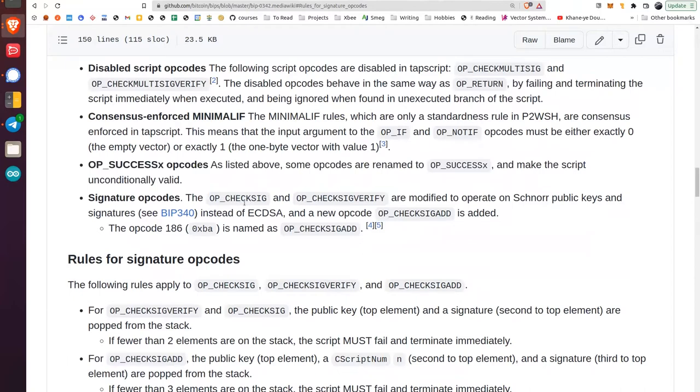And then signature opcodes are modified. So these existing opcodes: they disabled OP_CHECKMULTISIG and OP_CHECKMULTISIGVERIFY, which is basically the same thing. And then they modified the behavior of CHECKSIG and CHECKSIGVERIFY so that it now uses Schnorr, which we already saw is in 340, instead of the ECDSA thing. And they added a new opcode named CHECKSIGADD, which is at hex code 0xba. So ba.